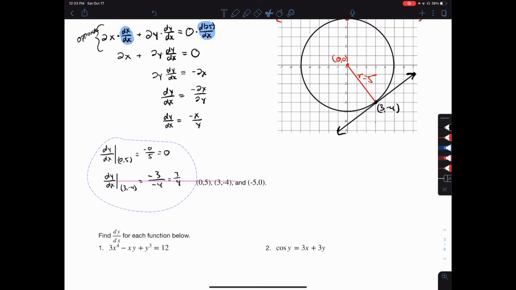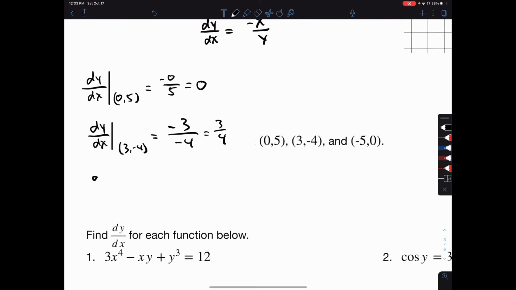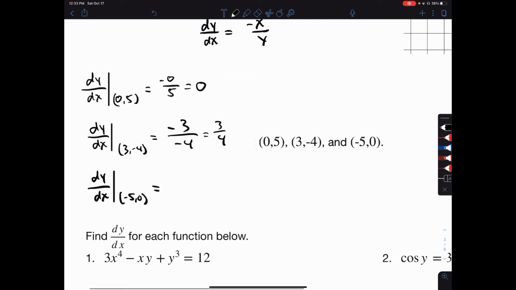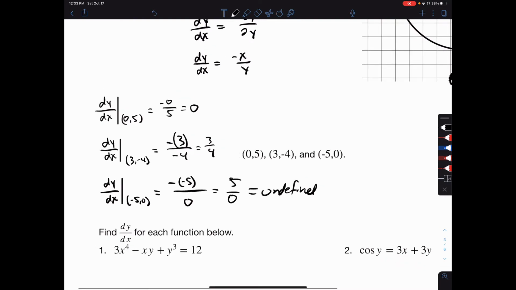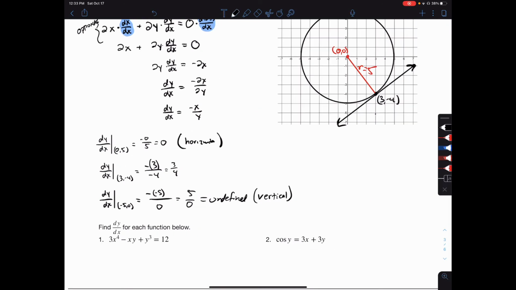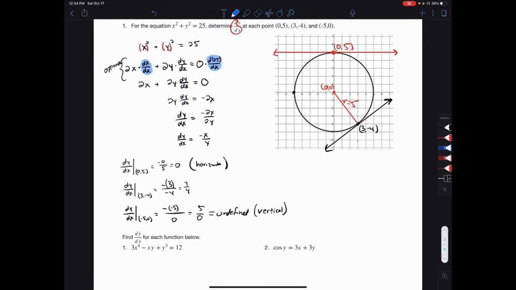And then finally, we're supposed to find the slope at negative 5, 0. So that's dy over dx, evaluated at negative 5, 0. We have a negative x on the top and a y on the bottom. So it would be 5 over 0, which is undefined. What kind of lines have an undefined slope? Vertical lines do, just like slopes that are 0 are horizontal. So at the ordered pair negative 5, 0, which is right here, we would have a vertical tangent line because the slope's undefined.